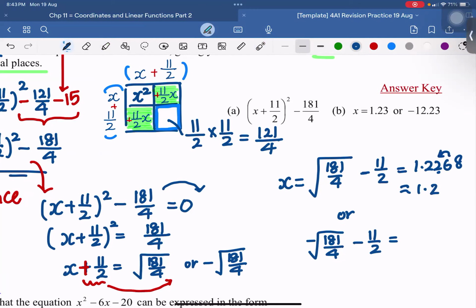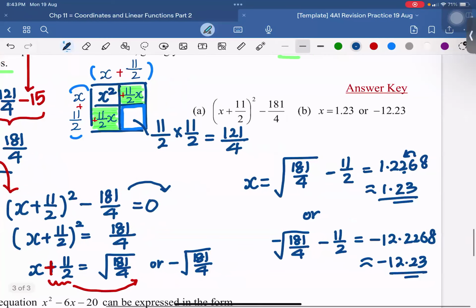1.2 round up 3. Then I go back, add a negative sign to the one in front. So it'll be 12.2268. Round off, negative 12.23. 2 decimal places.